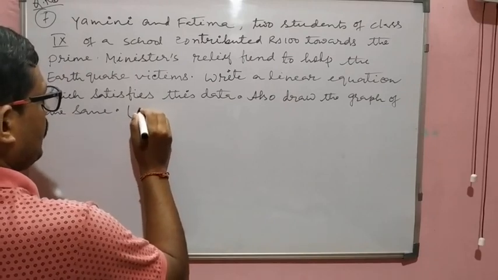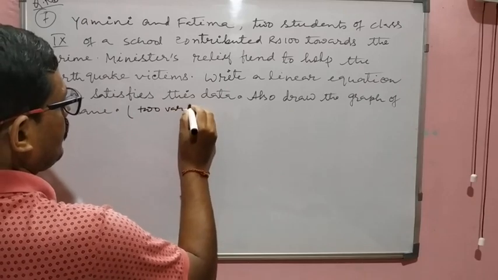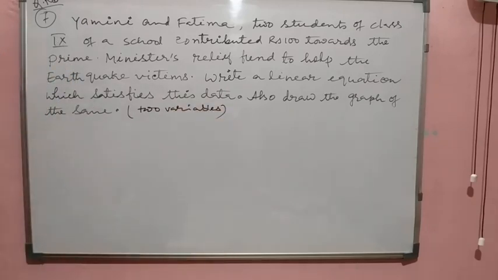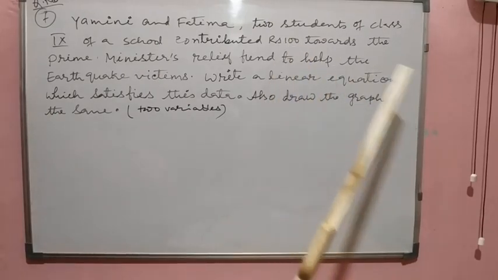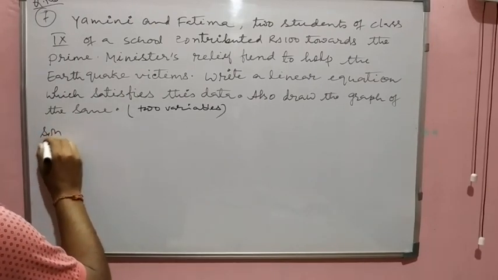We should use two variables here. Yamini and Fatima are two students. They contributed together rupees 100 for the Prime Minister Relief Fund. So here you see the solution.